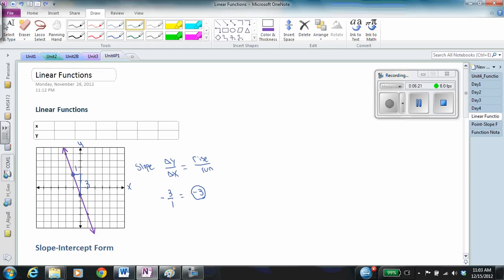So the y-intercept is going to be where the line intercepts or hits that y-axis. So in this case, it's right there at that point, which is 0, -1.